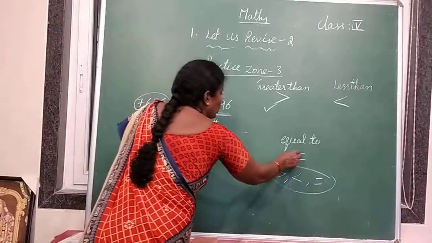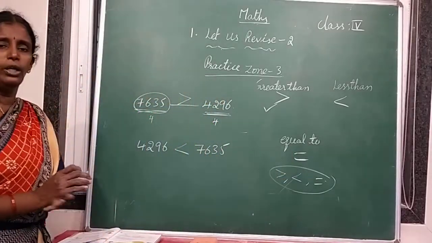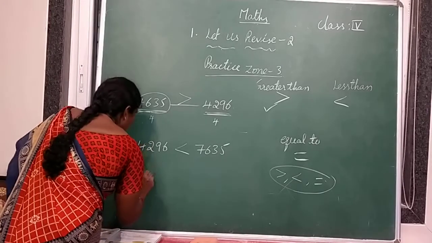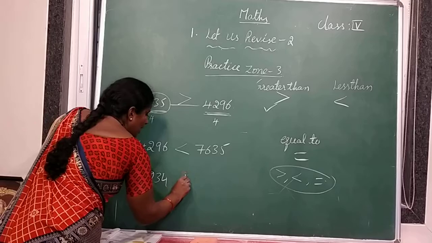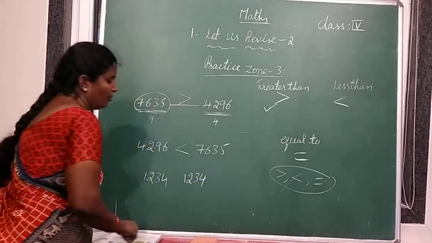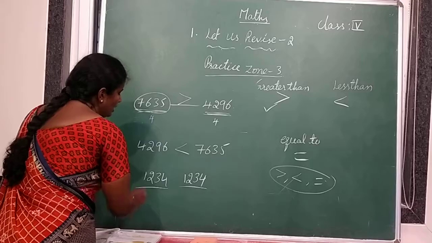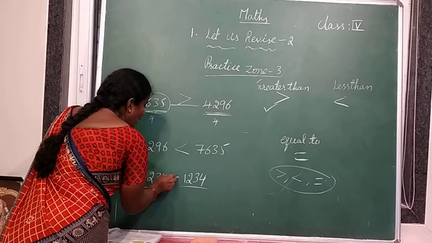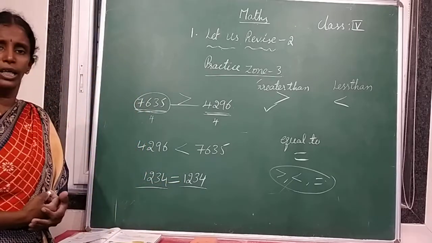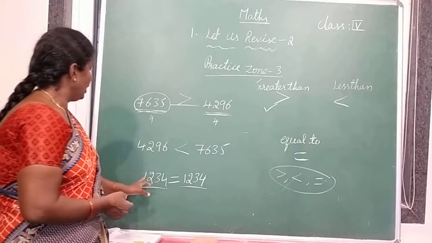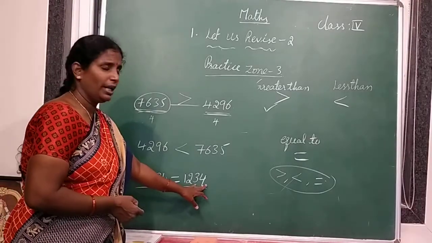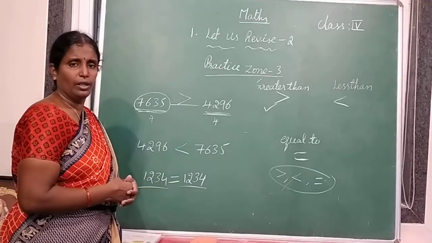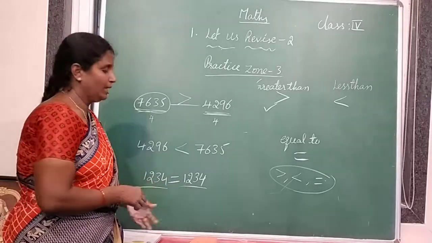What about is equal to? Equal to is nothing but if both the numbers are same, then we have to use equal symbol. For example, 1234 and 1234. Both are 4-digit numbers and same digits in each and every place. So these two are equal. So 1234, 1234. Both are equal. So is equal to symbol. Understood this one? Yes.